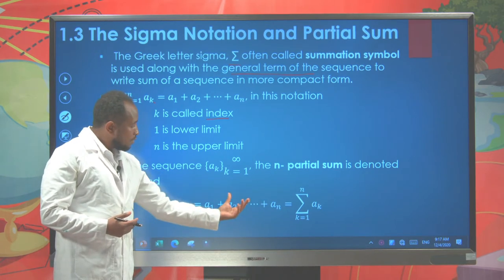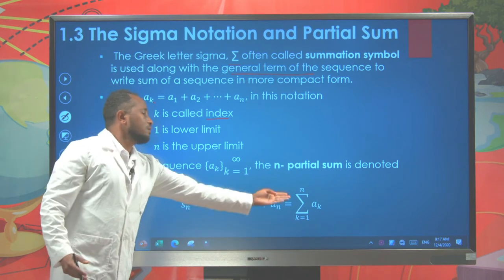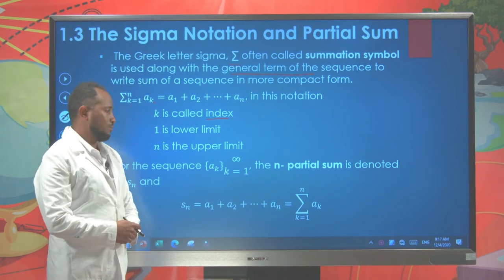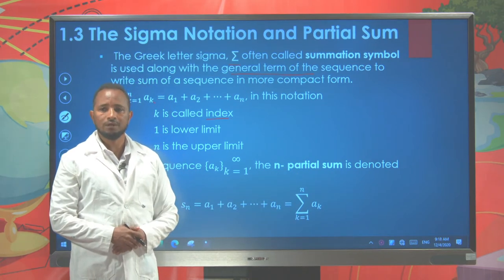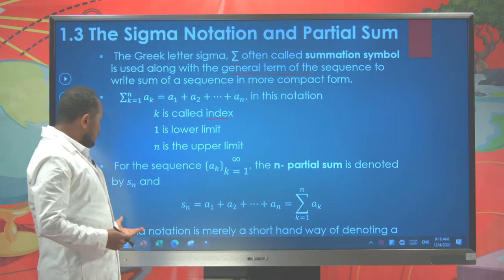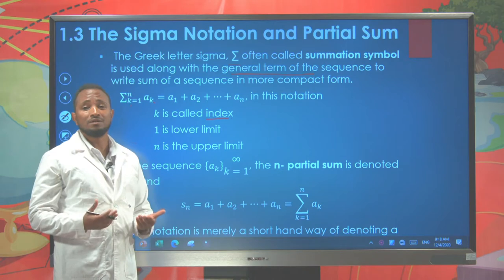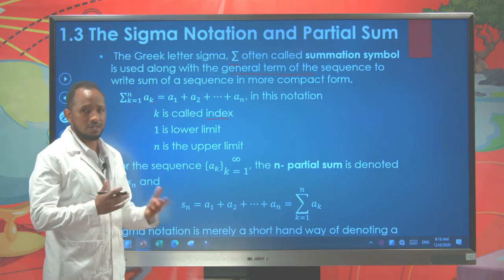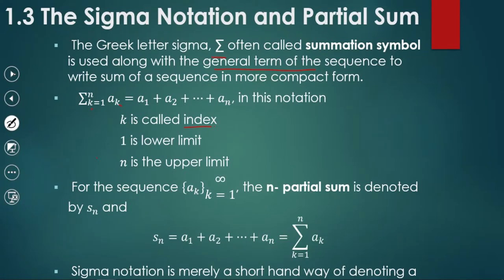When you write this in a very compact or short form, you can use the summation symbol: the summation of a_k, k starts from 1 up to n. So simply, the summation or sigma notation is merely a shorthand notation of a sum; it writes a sum in a very compact form, thus it is simple to use. So let's proceed to the next part.